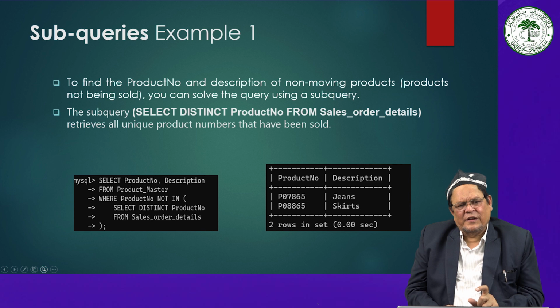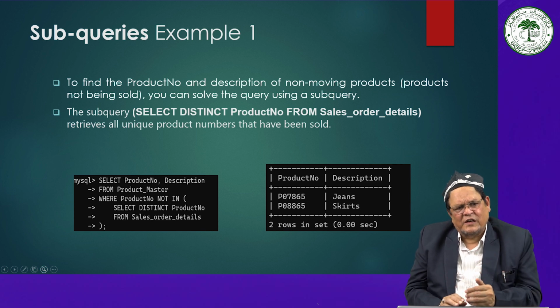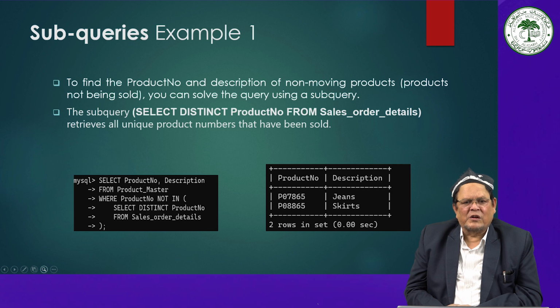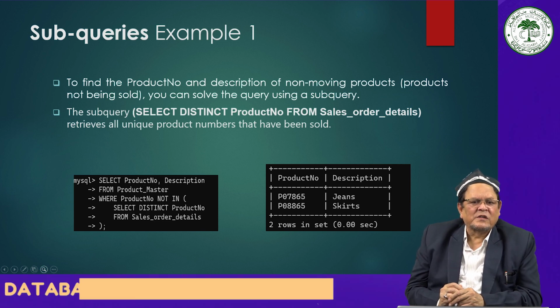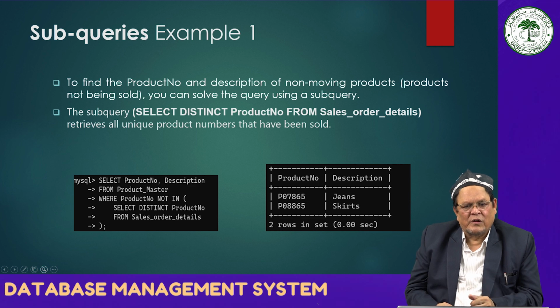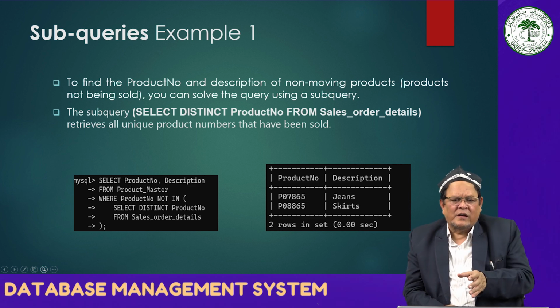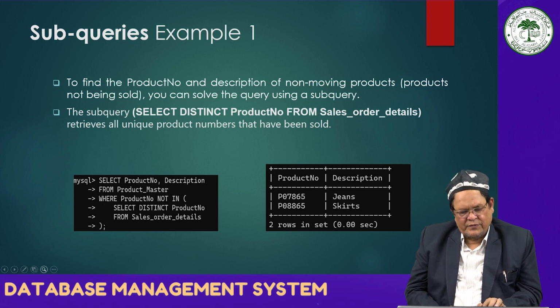Because it is a nested query, the question was to find the product number and description of non-moving products, those not being sold. So you want those not available in that result, then it will display. That's why you use not in.